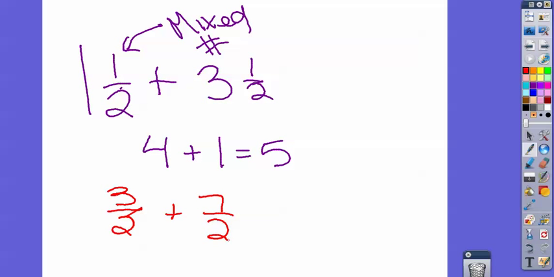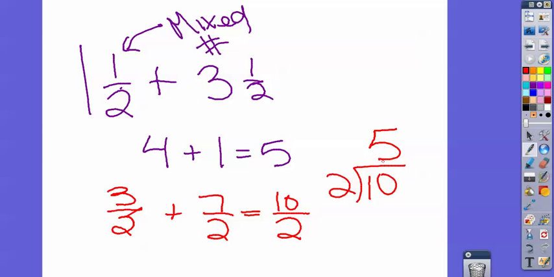Now I can just add those as regular fractions. And remember, when we're adding fractions and they have the same denominator, the denominator just stays the same. And then 3 plus 7 is 10. And then just like what we've been practicing, when we want to turn an improper fraction back into a mixed number, you just divide the top by the bottom. So 10 divided by 2, and that's going to give us 5. So there are two different approaches to how you could solve the same problem.